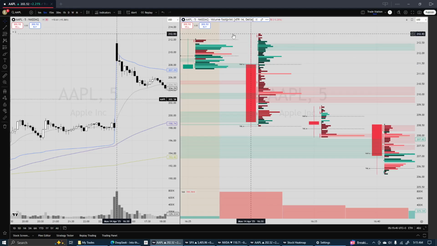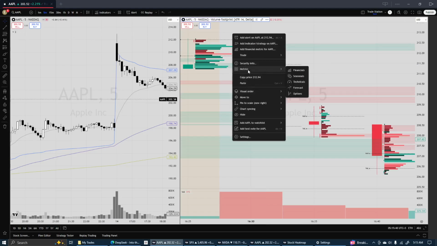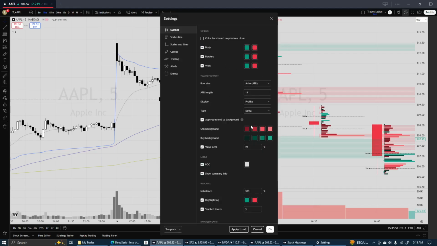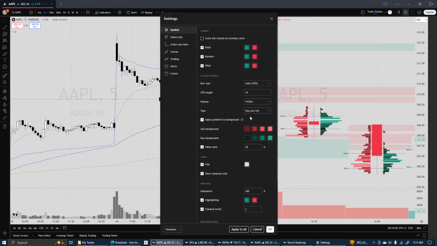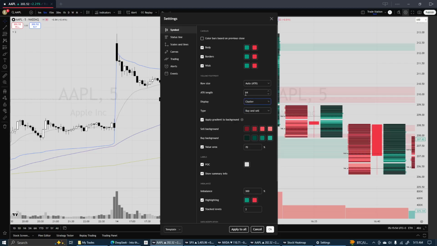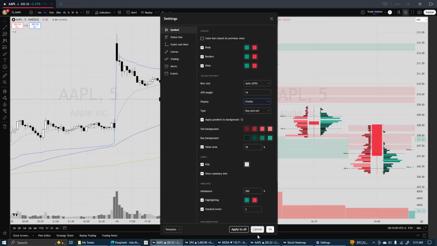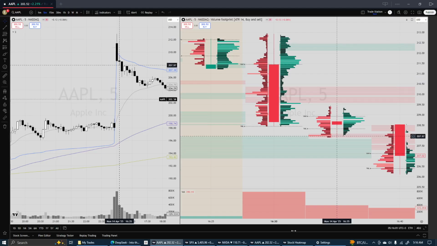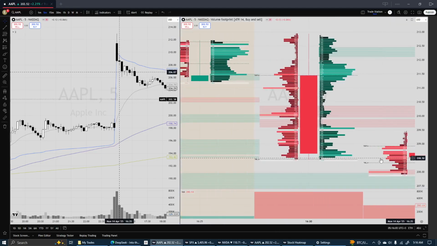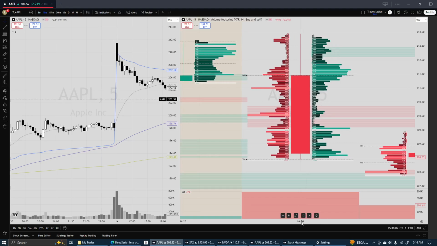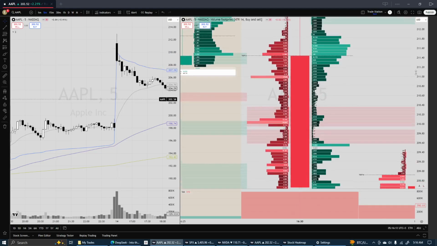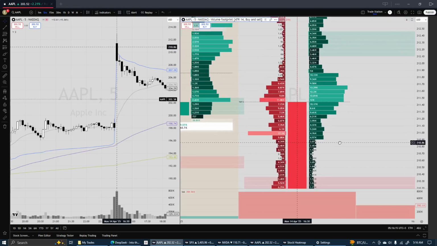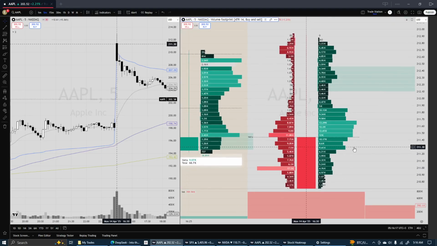For example, if you want the full picture, you want to understand what's actually going on. Let's take a look at buy and sell, and let's do this cluster. Let's do this profile. Okay, let's go deeper into this candle. Let's try to dissect this candle as much as I can. I think I can't dissect anymore.